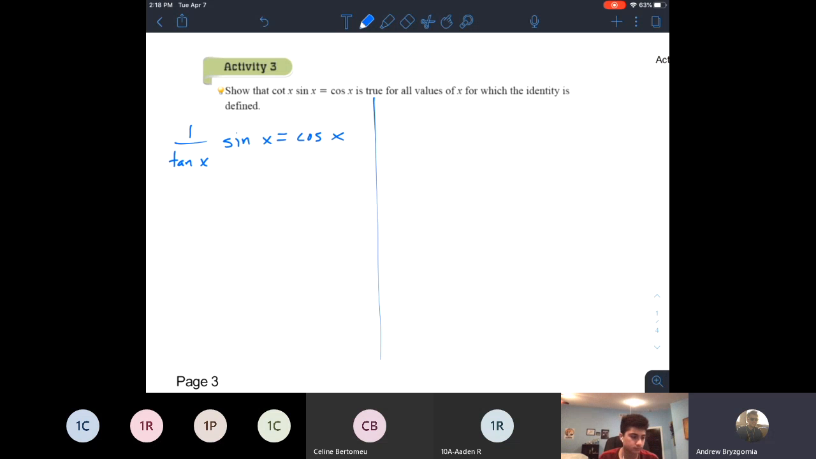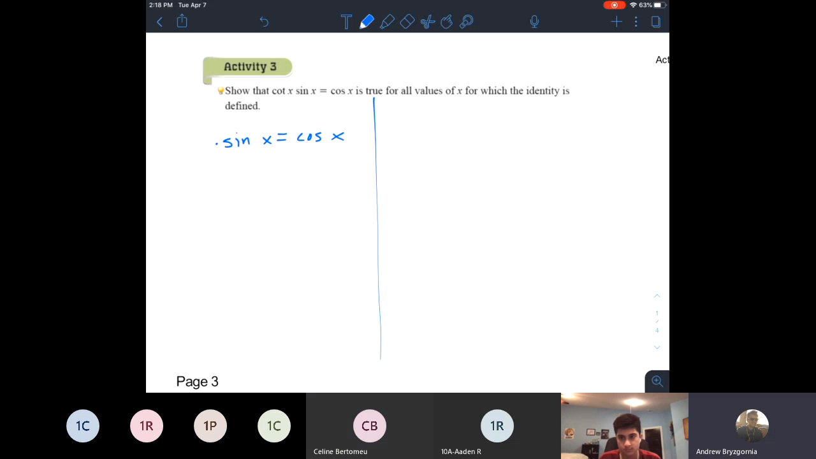Now, am I able to simplify sine times 1 over tangent? At least for me, it's looking like that's not going to work for us. So I'm thinking instead of 1 over tangent, what's an alternate way to write cotangent? Sine over cosine. Okay, now that's for tangent though, and we need cotangent.